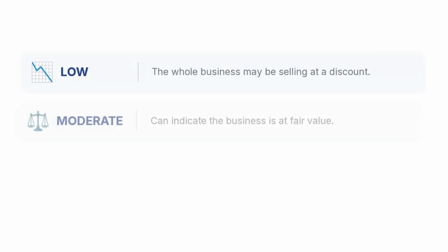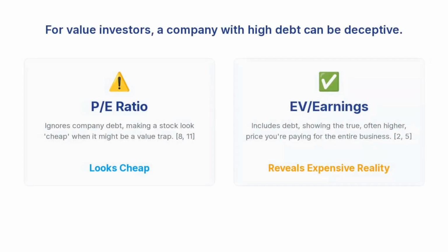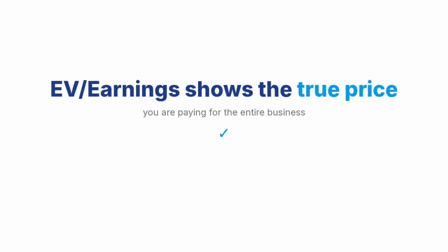A low EV earnings ratio can mean the whole business is selling at a discount. A moderate EV earnings ratio can indicate fair value. A high EV earnings ratio means the market expects strong growth and is already pricing it in. For value investors, EV earnings is crucial because a company with high debt can look cheap on a PE basis but actually be expensive when viewed through enterprise value. EV earnings helps you see the true price you are paying for the entire business.